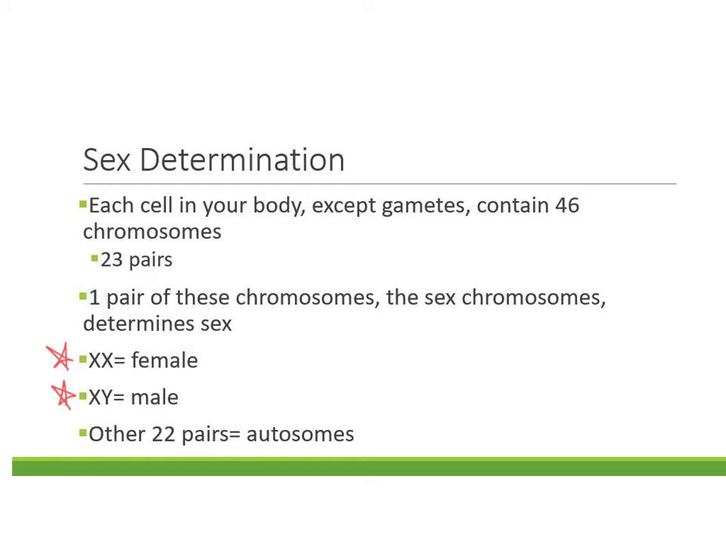So make sure you have those 2 bullet points. You don't need every single word on the slide, but know XX is female, XY is male. And then the one last thing I want you to have is this vocab word of autosome. In your cells, you have those 23 pairs of chromosomes. 1 pair are your sex chromosomes. The other 22 are called autosomes. So have that word in your notes.